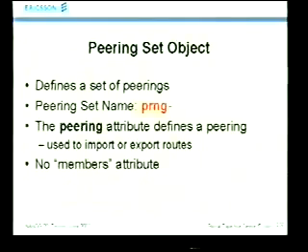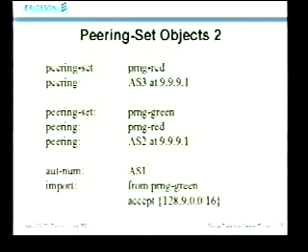Okay, you can have a peering set object. This defines a set of peerings. The peering set name begins with a reserved string PRNG dash or hyphen. The peering attribute defines a peering used to import or export routes, but there is no members attribute. There is no members attribute, but you do have a peering attribute.